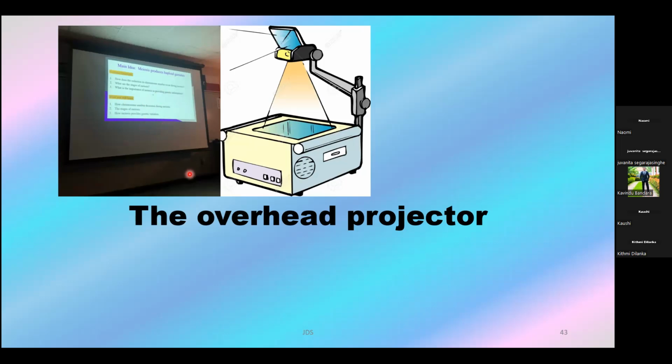So the requirements are very minimal. If there is a transparency sheet, we can make use of the OHP, right? So provided there is an OHP projector as well as the transparency sheet.